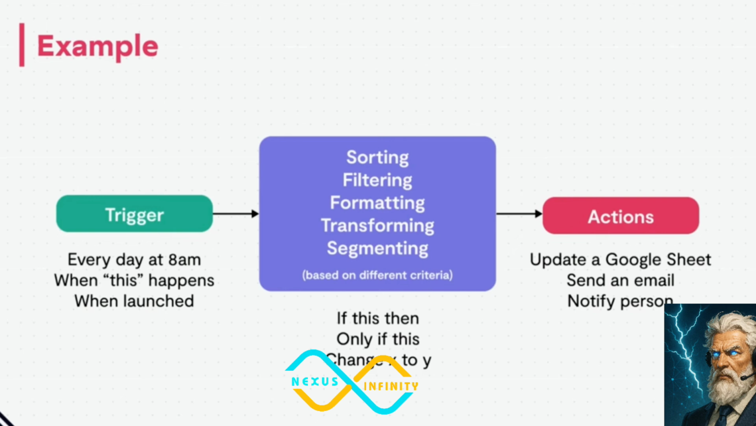Then we're going to be either sorting, filtering, formatting, transforming, or segmenting the data. So this could be if this, then that, only if this, then that, or change this to that. This is when we're going to be able to look at all of the filters that we created earlier, or make modifications to the data to then send to the actions, which are usually the last parts of your workflow: either updating, for example, a Google Sheet, sending an email, or notifying a person, let's say, through a Slack message.